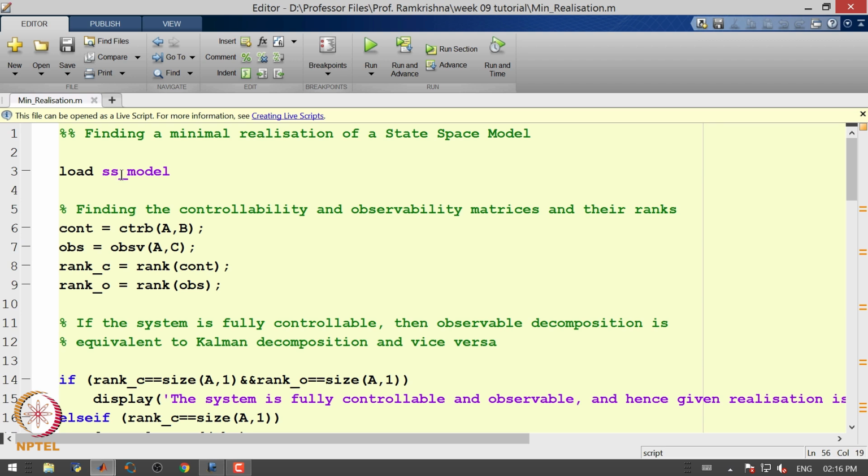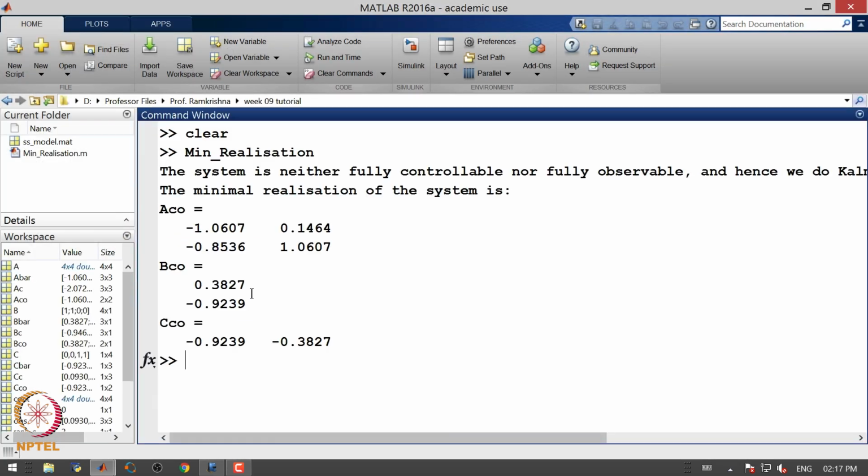I already copied the whole model into this variable called ss_model. So, I will run this code and you will see what happens. As you can see, the system is neither fully controllable nor observable, and we will do a Kalman decomposition, which is done using first the controllable decomposition and then the observable decomposition, and after doing that the minimal realization is given by these matrices. I will upload this code, you can try it out on different matrices, and this is the way to understand how minimal decomposition is done.